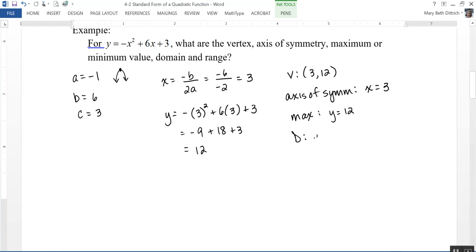My domain is going to be all real numbers. And my range is going to be y is less than or equal to 12, because 12 is my maximum y value and all of the other values are less than that. It's going to be a less than or equal to.